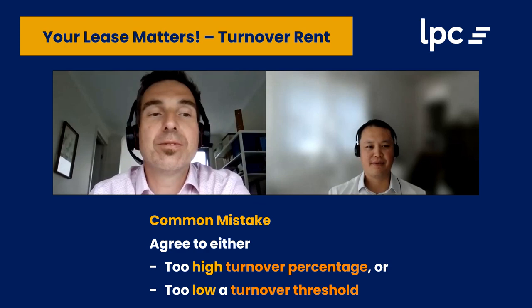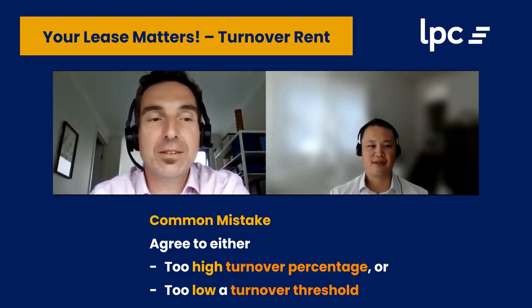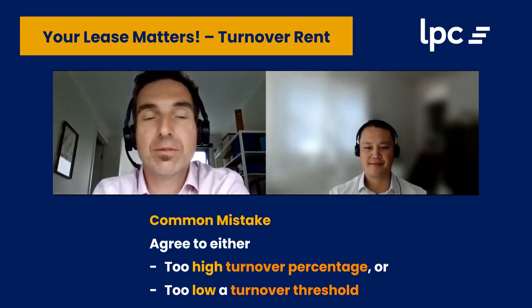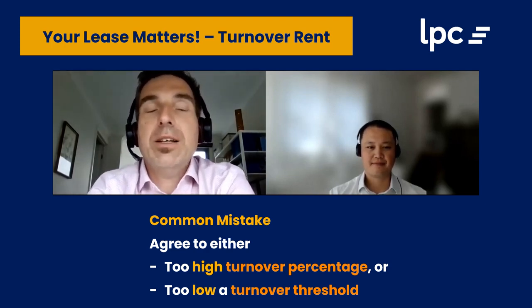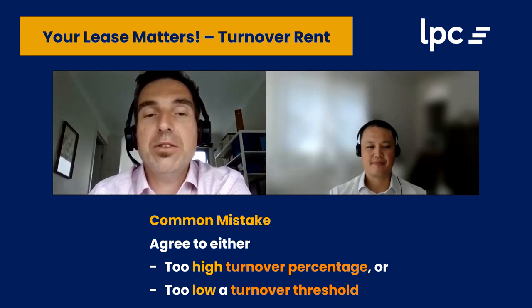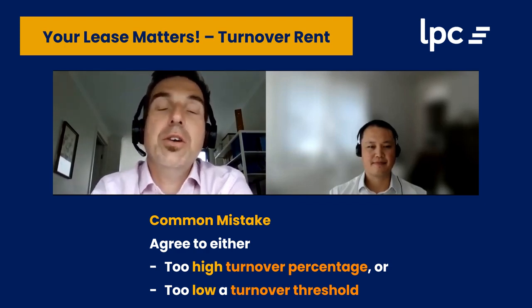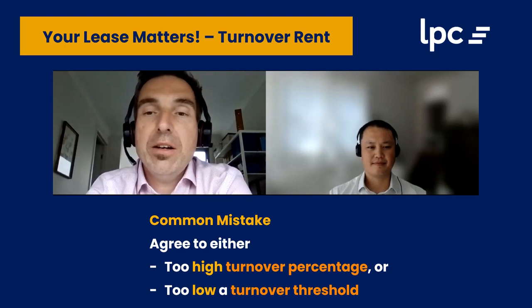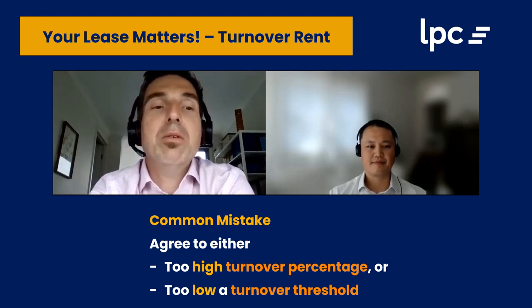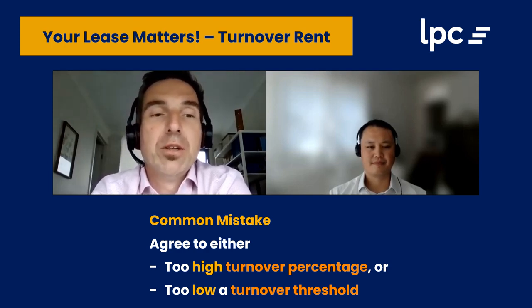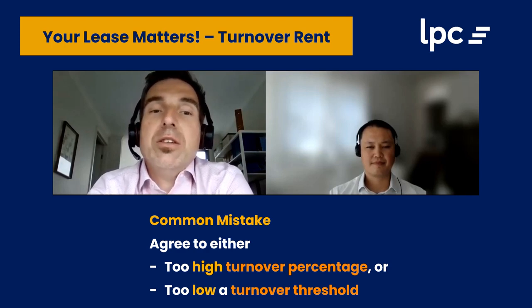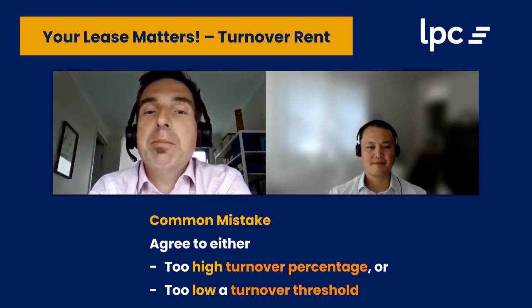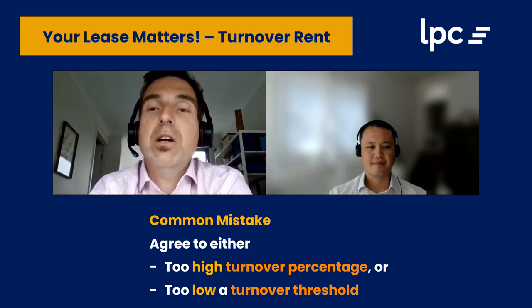Well, thanks, Adrian. Another question. What are some of the mistakes that tenants usually make when entering into a lease with a turnover rent calculation? So the most common mistake is that a tenant agrees to a high turnover percentage or a low turnover threshold. Both these scenarios increase the amount of percentage rent payable and reduce the profitability of the store. Gross sales is also an interesting definition, and care needs to be taken when you have a chain of stores or an online site, so that the lease doesn't require you to include sales not necessarily connected with the store.